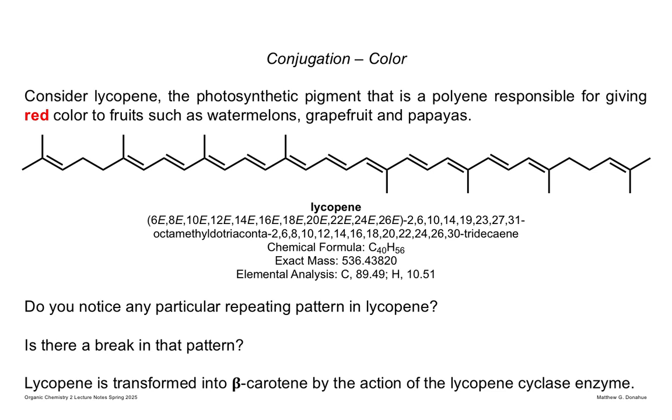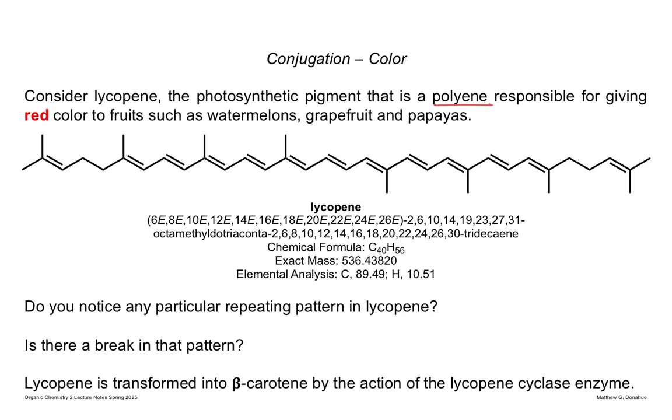So the molecule shown is called lycopene. It's a photosynthetic pigment. So there's a word, pigment. When we think of that, we think of a substance that's added to another thing to give it color. So it's a polyene, so that just means many alkenes, responsible for giving the red color to fruits, such as watermelon, grapefruit, and papayas.